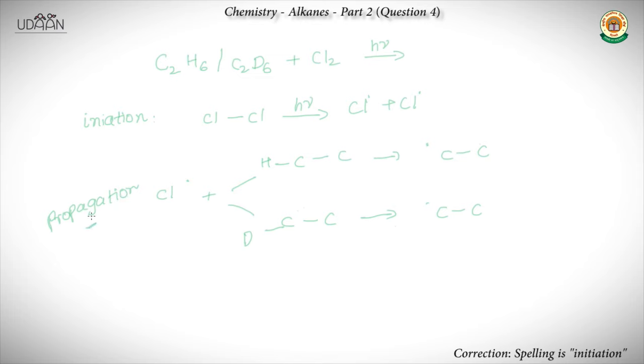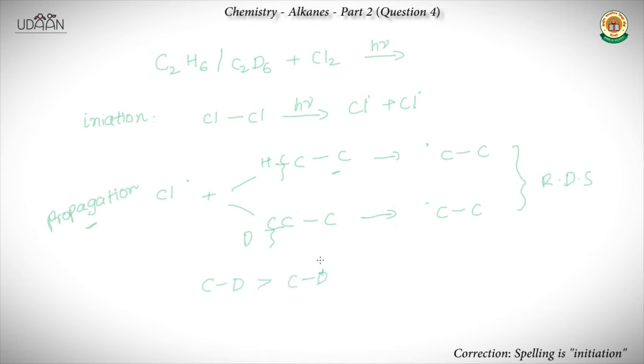Now, as experimentally observed, this is the RDS step for a free radical substitution. So, if you observe, the rate of a reaction will depend on the rate determining step. In the rate determining step, the difference between these two reactions is that in the first reaction, you are cleaving a CH bond, whereas in the second reaction, you are cleaving a CD bond. The reason not being very clear, it is observed that for isotopes, as the number of neutrons increases, the bond strength also increases. As a result, the CD bond is stronger than the CH bond.